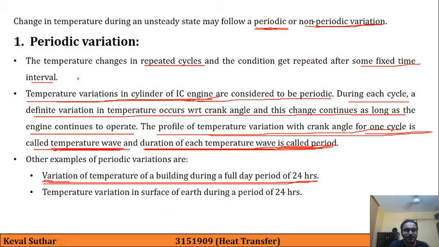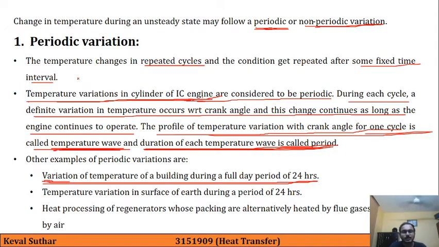Next is temperature variation on the surface of the earth during a period of 24 hours. So this is also very similar to the case of a building. And the third example is heat processing of regenerators, whose packings are alternately heated by flue gases and cooled by air. So this is all about periodic variation.